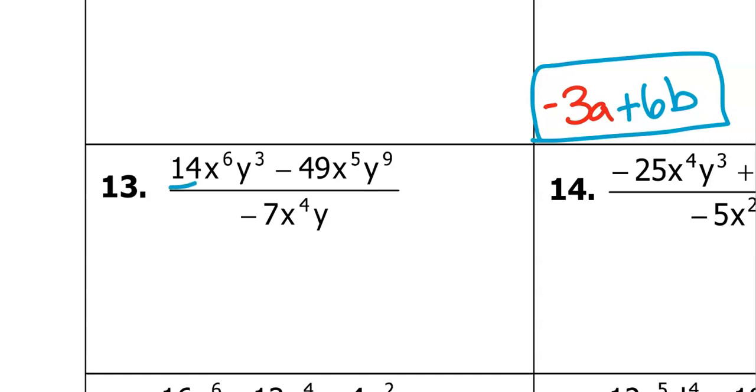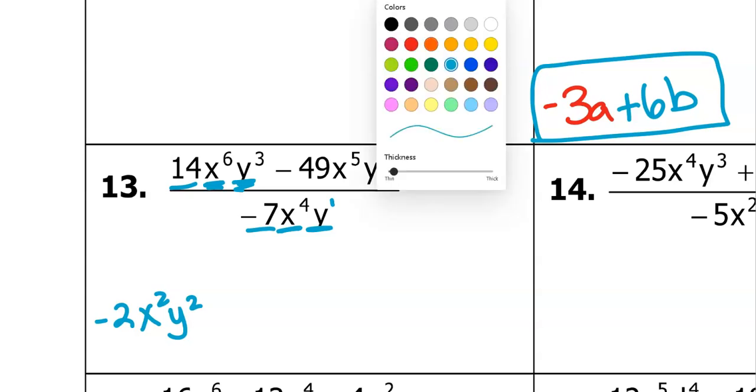Here we go. 14 divided by negative 7. Negative 2. X6 over X4. Thank you. X to the power of 2. And Y3 over Y. Is it going to be negative or positive? No, it's going to be positive. This one stays positive. So 3, remember there's a 1 down here. 3 minus 1, it stays a positive 2. So no fractions. Not yet. We'll see what happens.